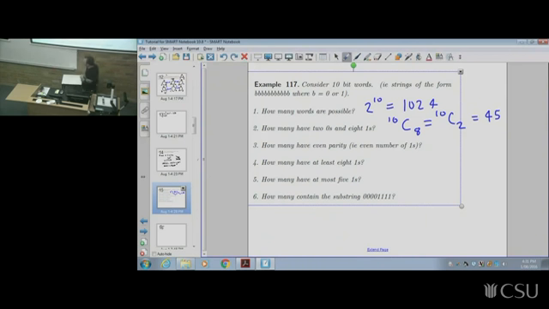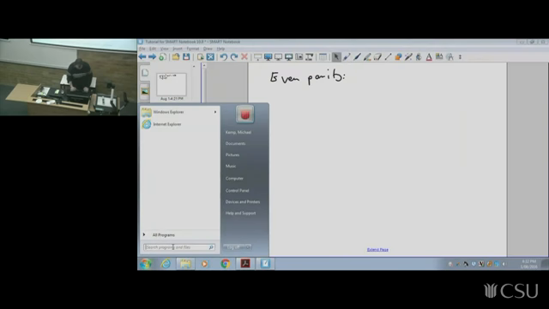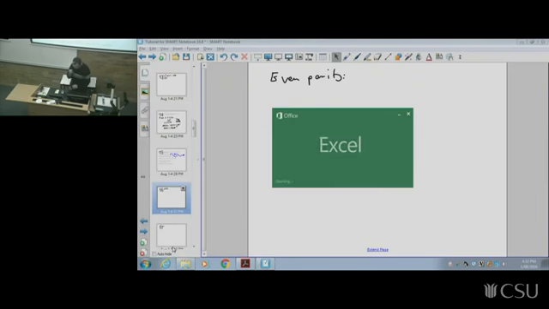Okay, so how many of even parity? What I mean by even parity is that the number of ones is even. So we'll do it the long way and then we'll do it the short way. We'll get a computer to help us out here.